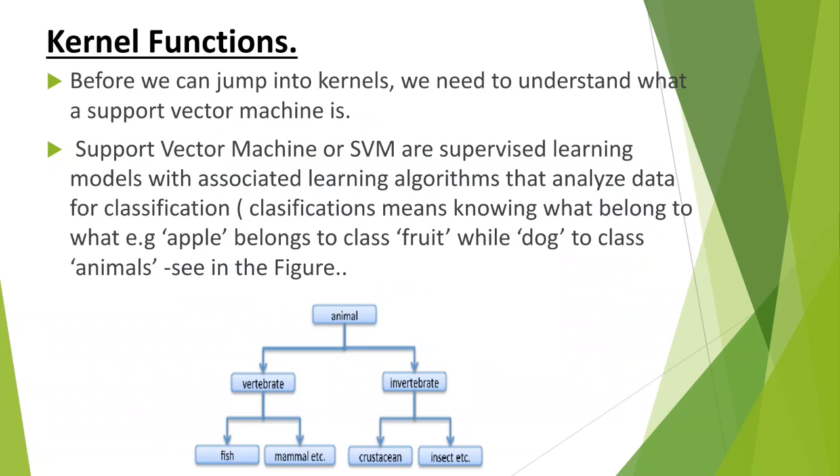Kernel functions. Before we can jump into the kernels, we need to understand what a support vector machine is. Support vector machines, or SVMs, are supervised learning models with associated learning algorithms that analyze data for classification. Classification means knowing what belongs to what. For example, apple belongs to the class of fruits while dog belongs to the class of animals. See the figure: vertebrates and invertebrates belong to the class of animals, in which fish and mammal belong to the class of vertebrates, and crustacean and insect belong to the class of invertebrates.